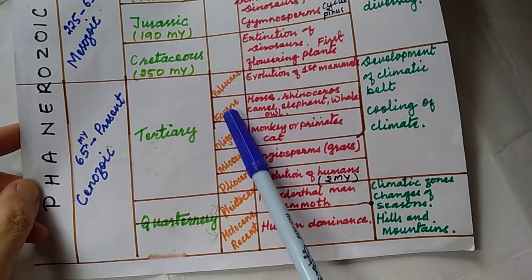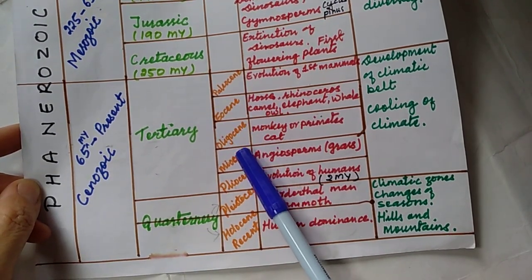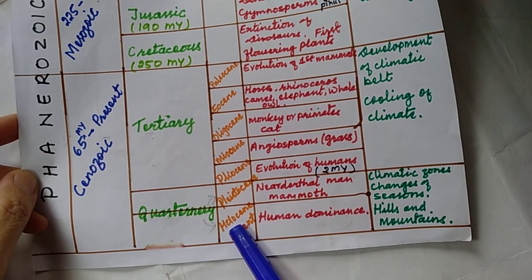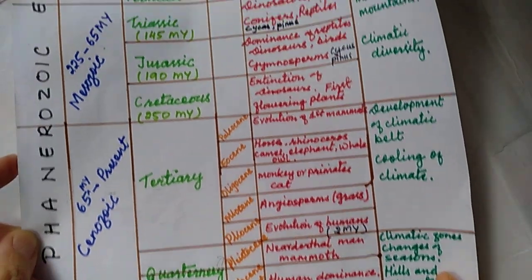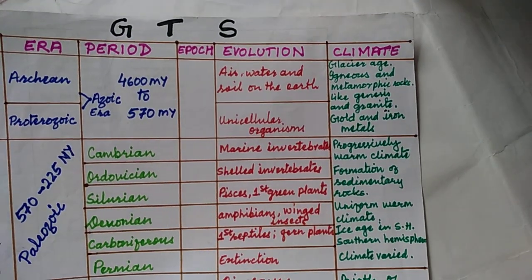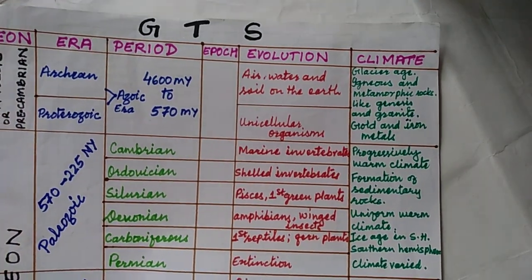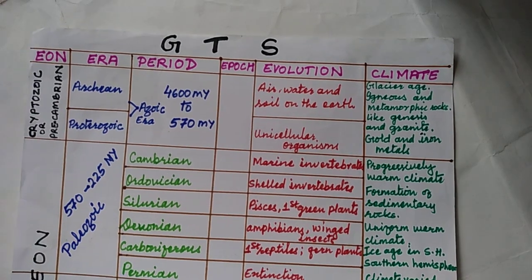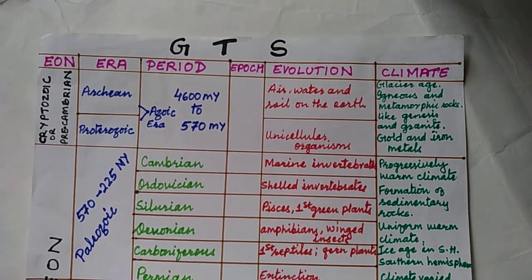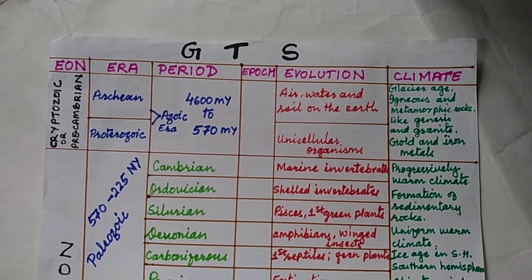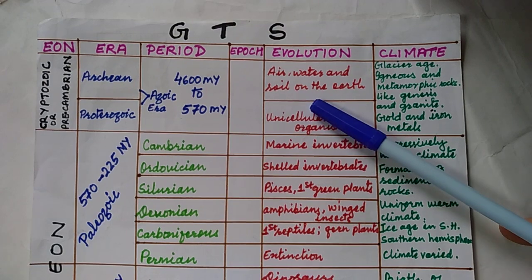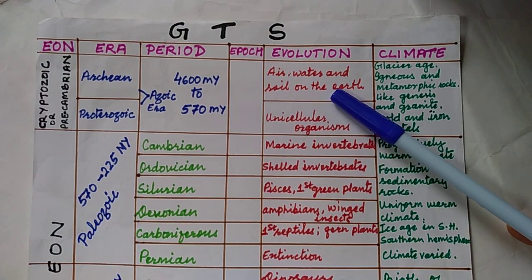Here you can see the epochs: Paleocene, Eocene, Oligocene, Miocene, Pliocene, then Pleistocene and Holocene, or the recent one. So these are the time divisions. Now we are going to see the evolution taking place in these time periods. Mainly in the eras we will see the evolution of plant and animal life taking place. And in the beginning you see air, water and soil on the earth.